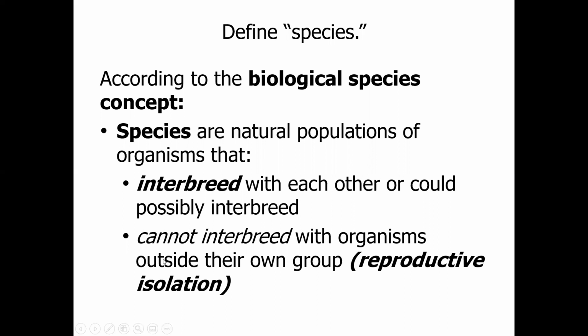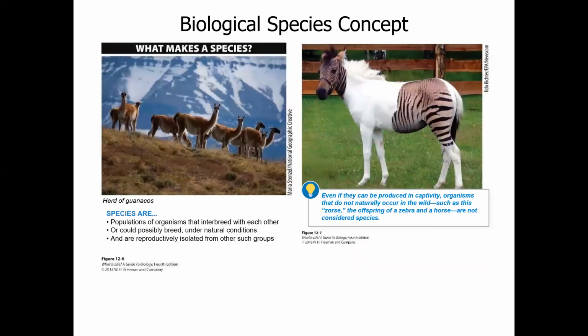So the organisms have to be able to interbreed with one another and actually produce viable offspring. If you can't interbreed with organisms in your own group, this is what's referred to as reproductive isolation. Basically, you are separated in some capacity from reproducing with another organism. So with the biological species concept, we have reproductive isolation with two populations, and this can occur through either physical separation or genetic separation. And we'll get to those steps in a little bit.